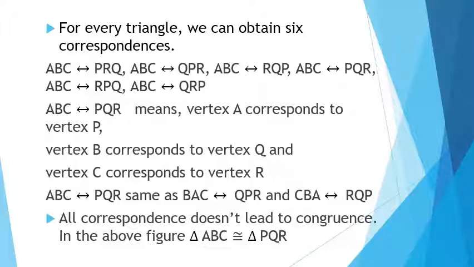So we can check the correspondence of the vertices. In this case, we get the congruence as triangle ABC congruent to triangle PQR. That means we have a total of 6 correspondences, but all correspondences do not lead to congruence. Only one correspondence will lead to congruence. Clear? In the case of an isosceles triangle, 2 correspondences will lead to congruence. In the case of an equilateral triangle, all 6 correspondences will lead to congruence.